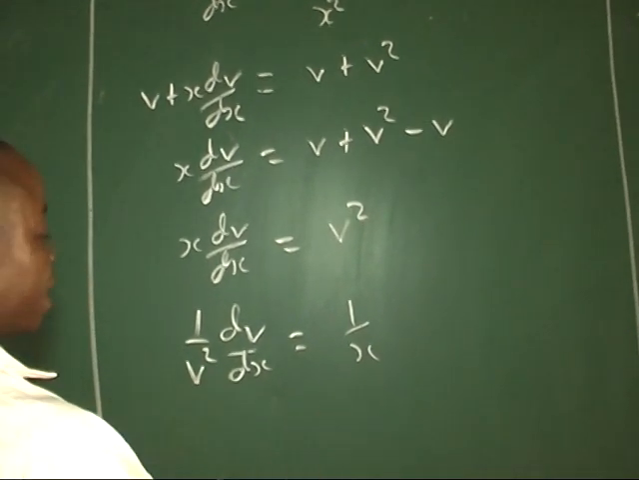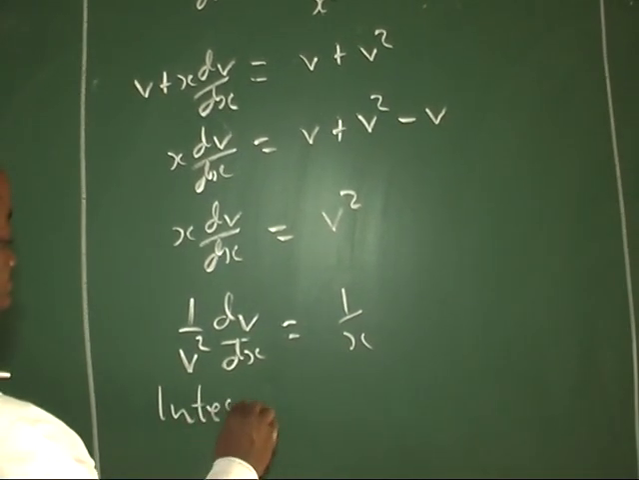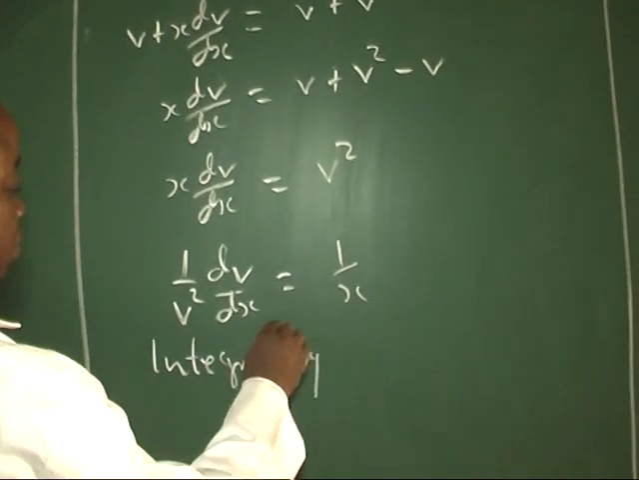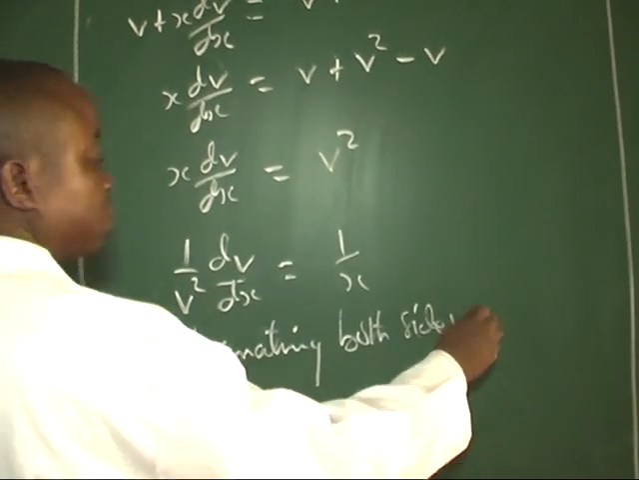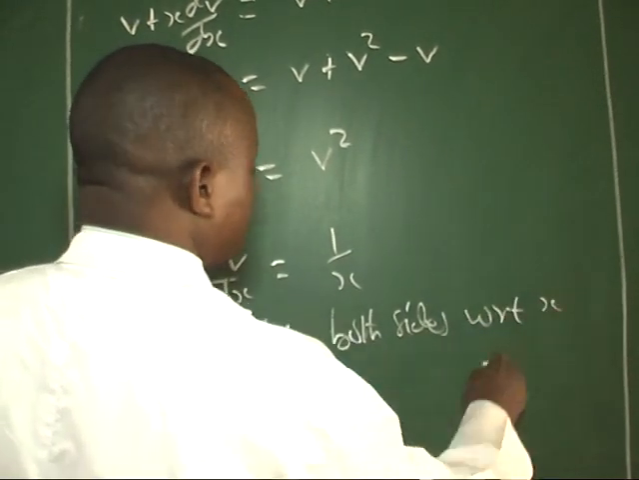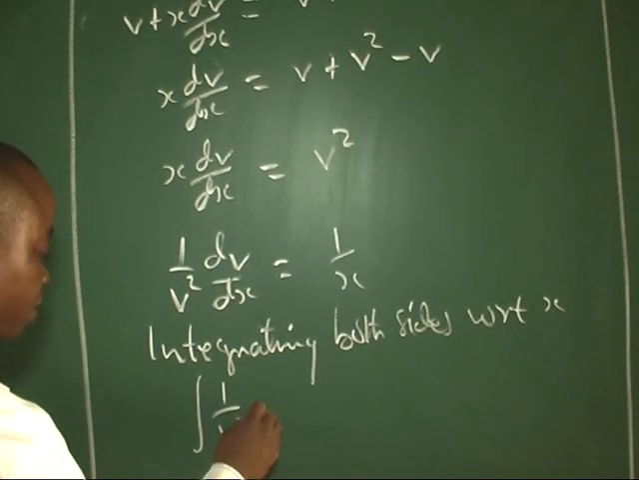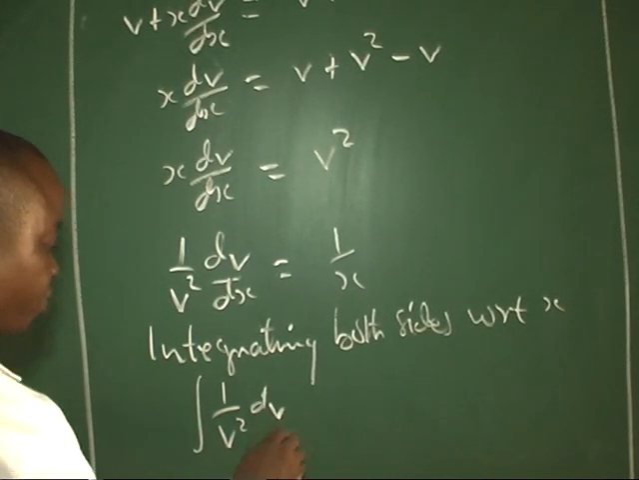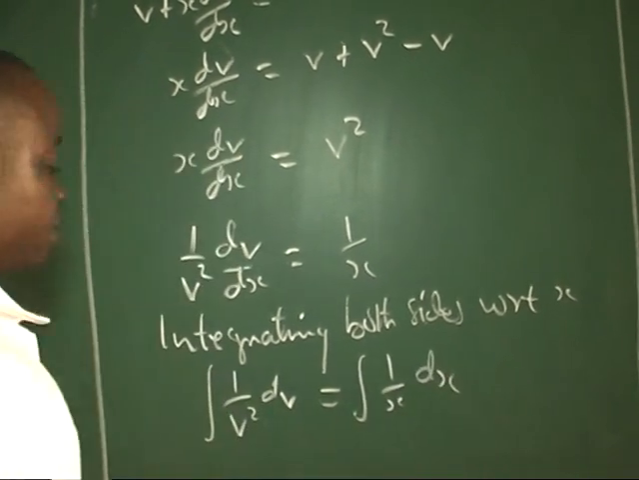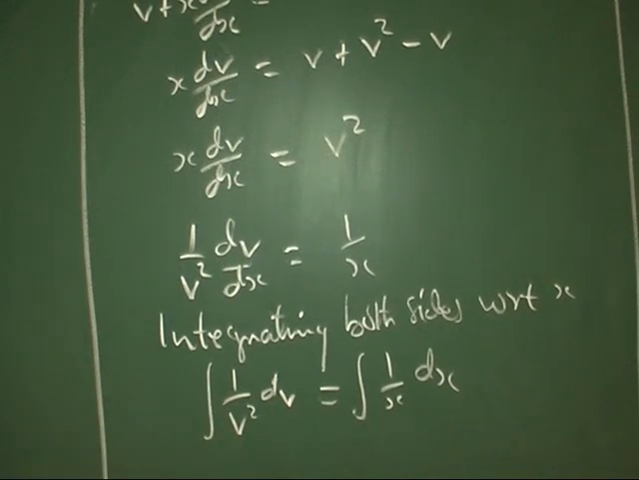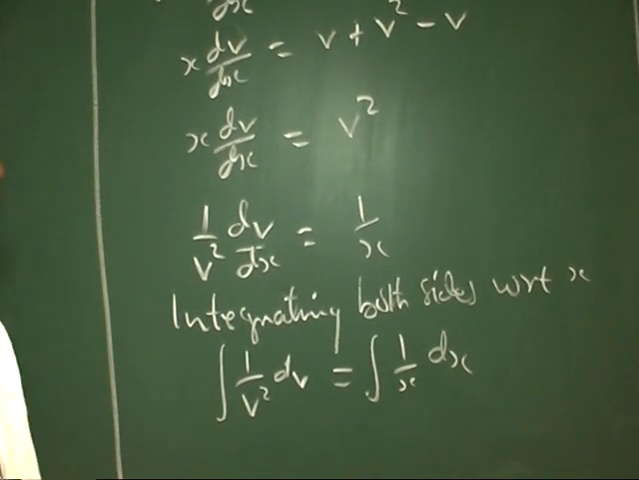Now integrating both sides, we have the integral of 1/v² dv equal to the integral of 1/x dx. So you can see that we have succeeded in bringing v to one side and x to the other side.